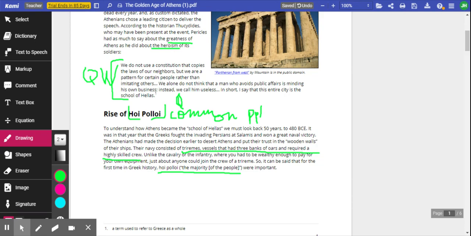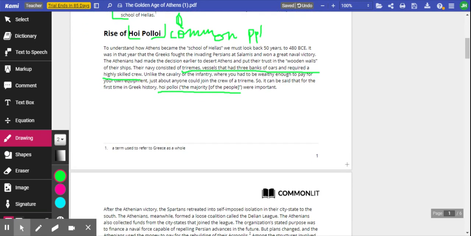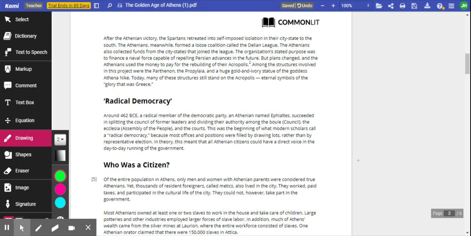All right, let's go to the next page. After the Athenian victory, the Spartans retreated into self-imposed isolation in their city-state to the south. The Athenians, meanwhile, formed a loose coalition called the Delian League. The Athenians also collected funds from the city-states that joined the league.